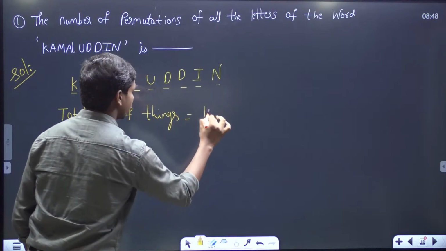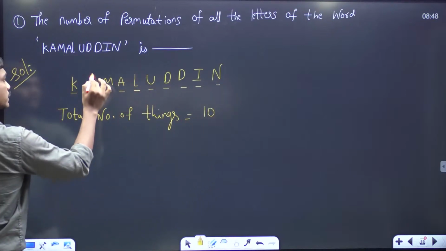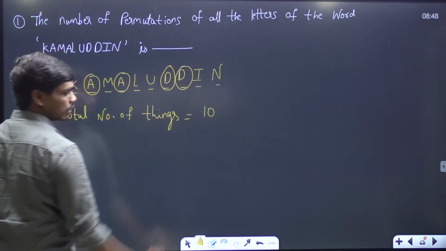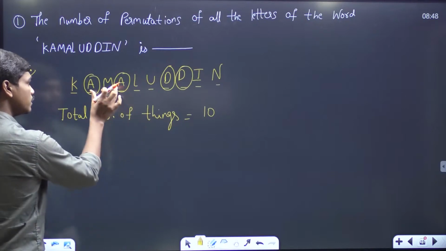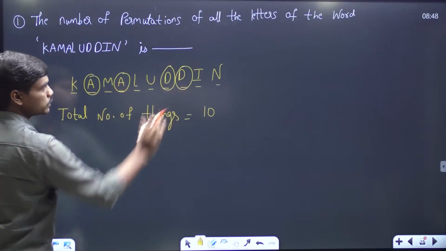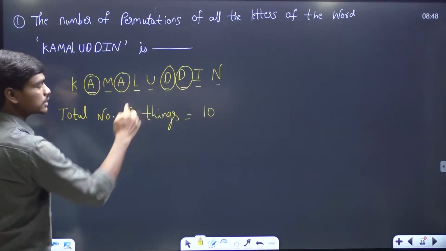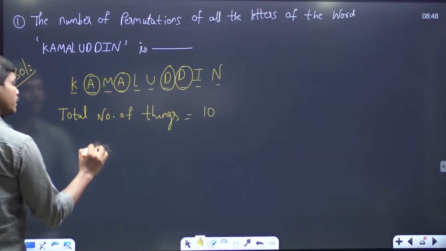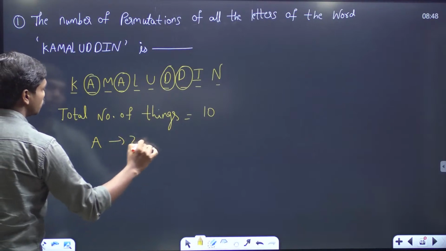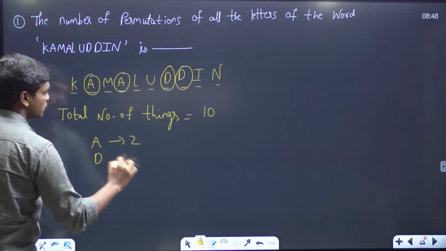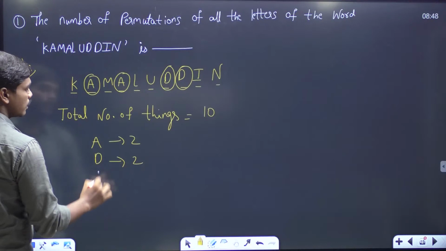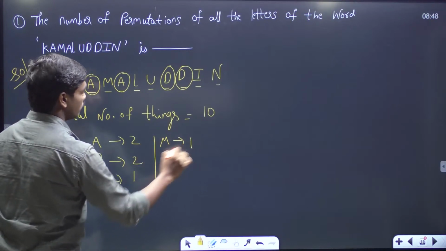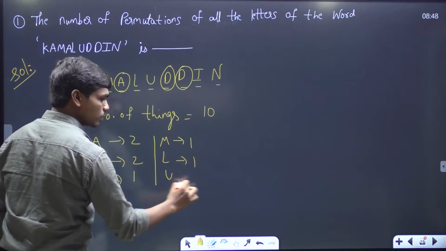So this is 10. Out of which you see some objects are of the same type, the D's and all these things. Correct? These two A's are same, these two D's are same, which means out of these 10 things, 2 things are of one kind and 2 things are of another kind. So you have 2 A's and 2 D's and all others you have 1: K one time, M one time, L one time and U also one time.